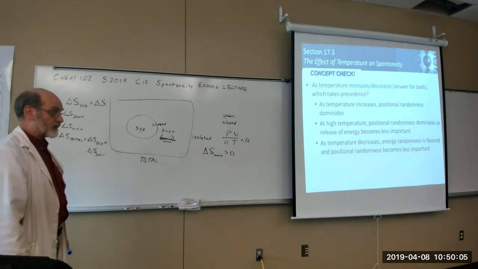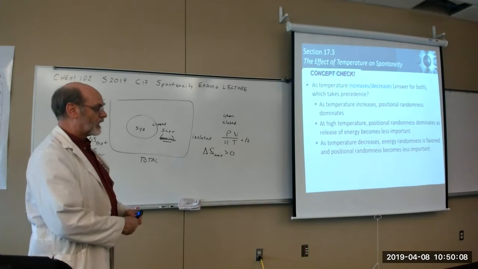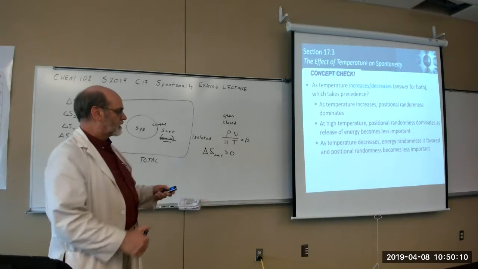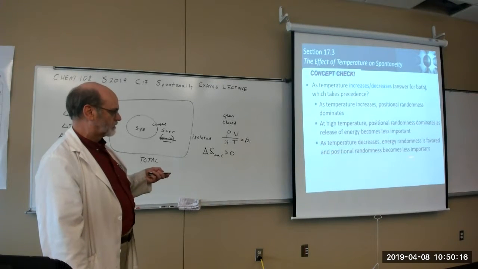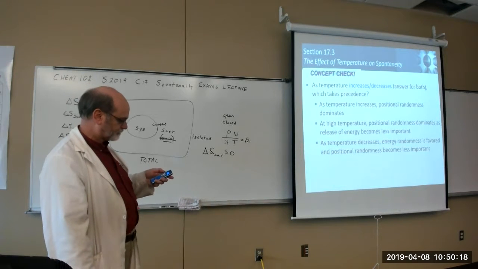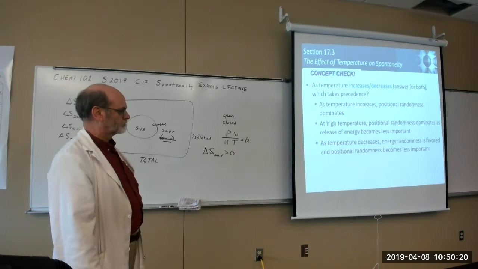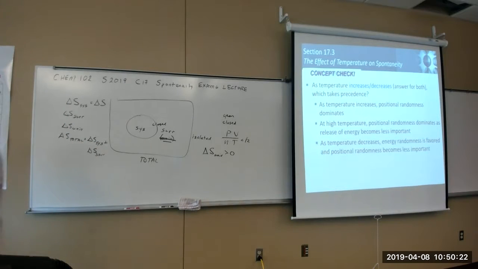As the temperature decreases, energy randomness is favored and positional randomness becomes less important at low temperature. It may require that we just accept it as gospel at this point.